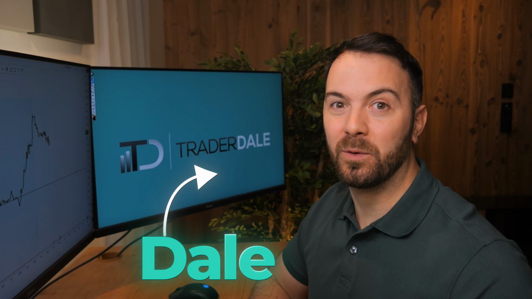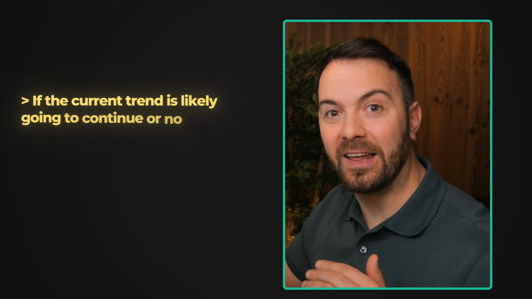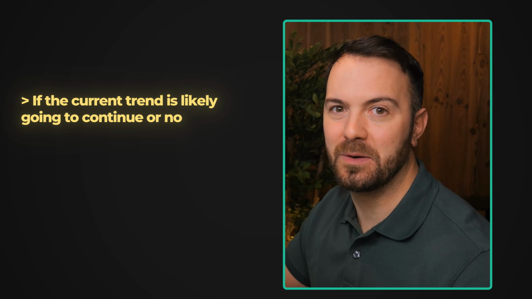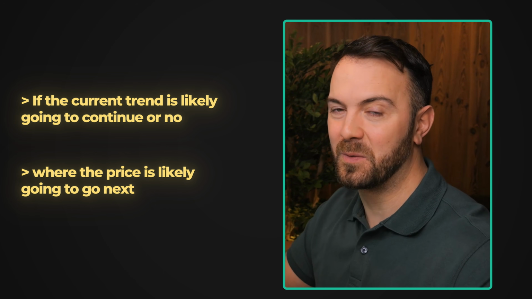In this video I want to show you a very powerful order flow concept called the failed auction. The failed auction can tell you if the current trend is likely going to continue or not, and also it can tell you where the price is likely going to go next. So let's take a look at it.